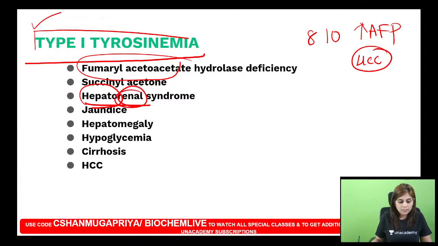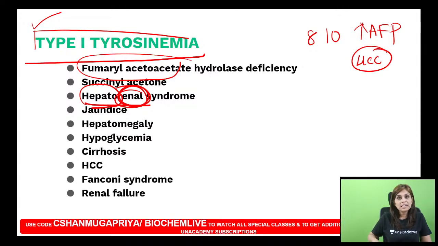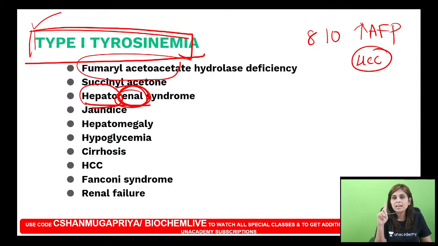Renal, because why do you call it renal syndrome? Because it presents with Fanconi syndrome. It can progress to renal failure. So that's about type 1 tyrosinemia. Type 2 tyrosinemia is tyrosine transaminase defect. Type 1 tyrosinemia is caused by the defect of the last enzyme of tyrosine metabolism, fumarate acetoacetate hydrolase.